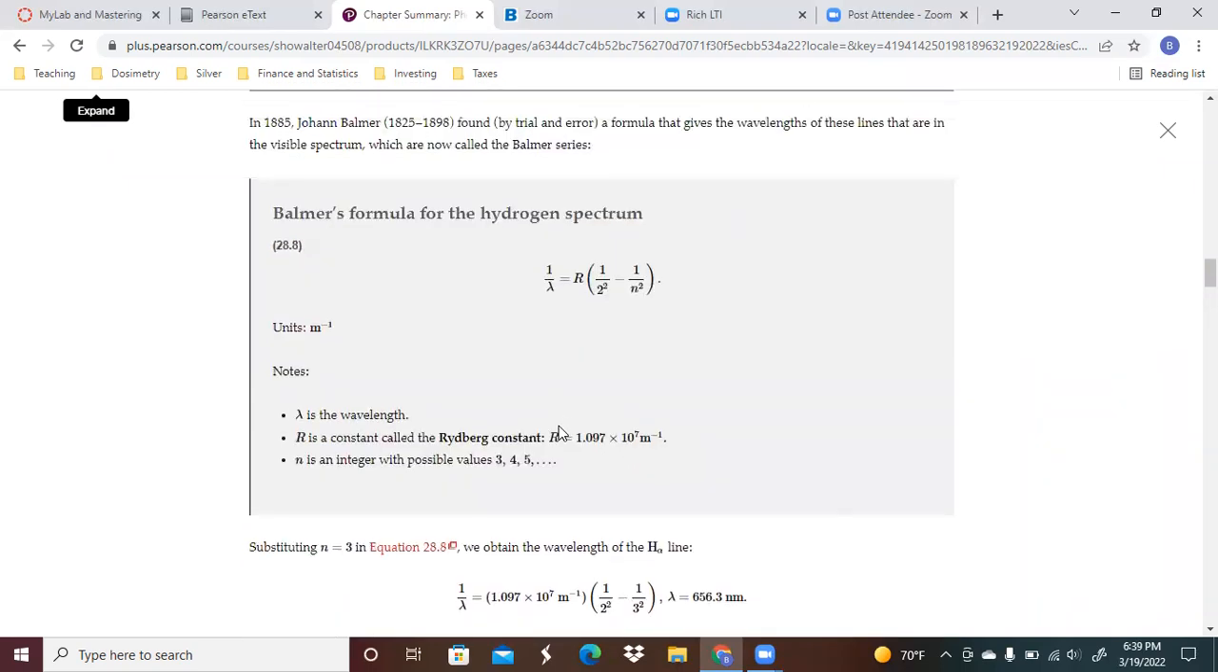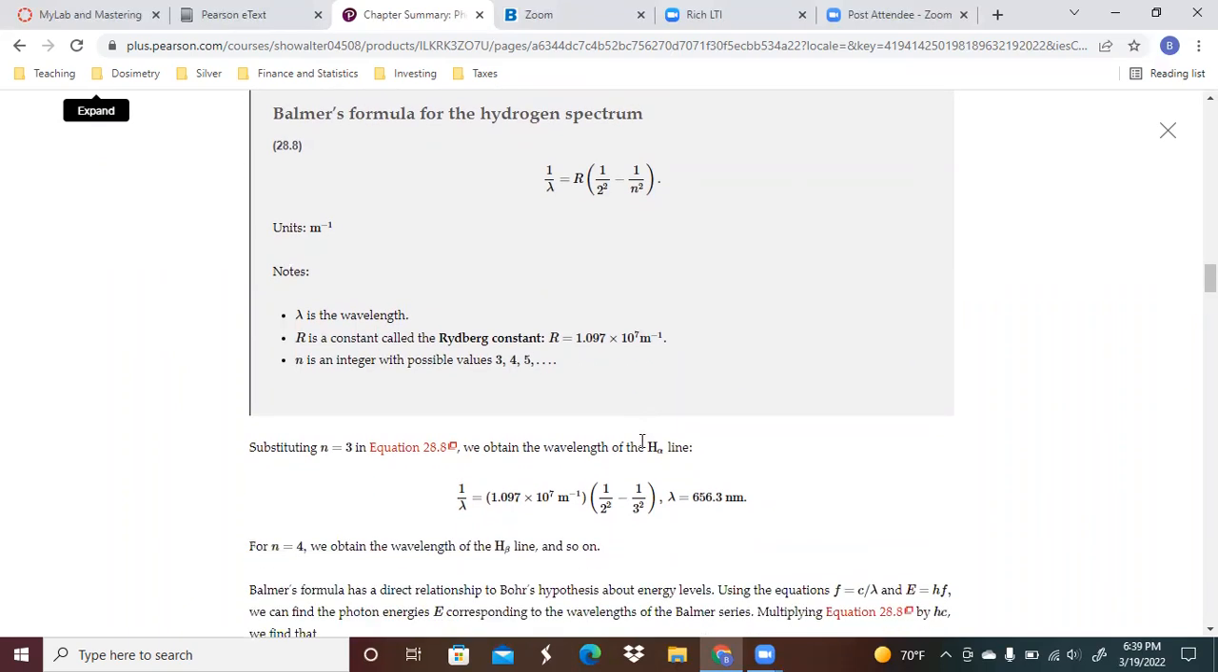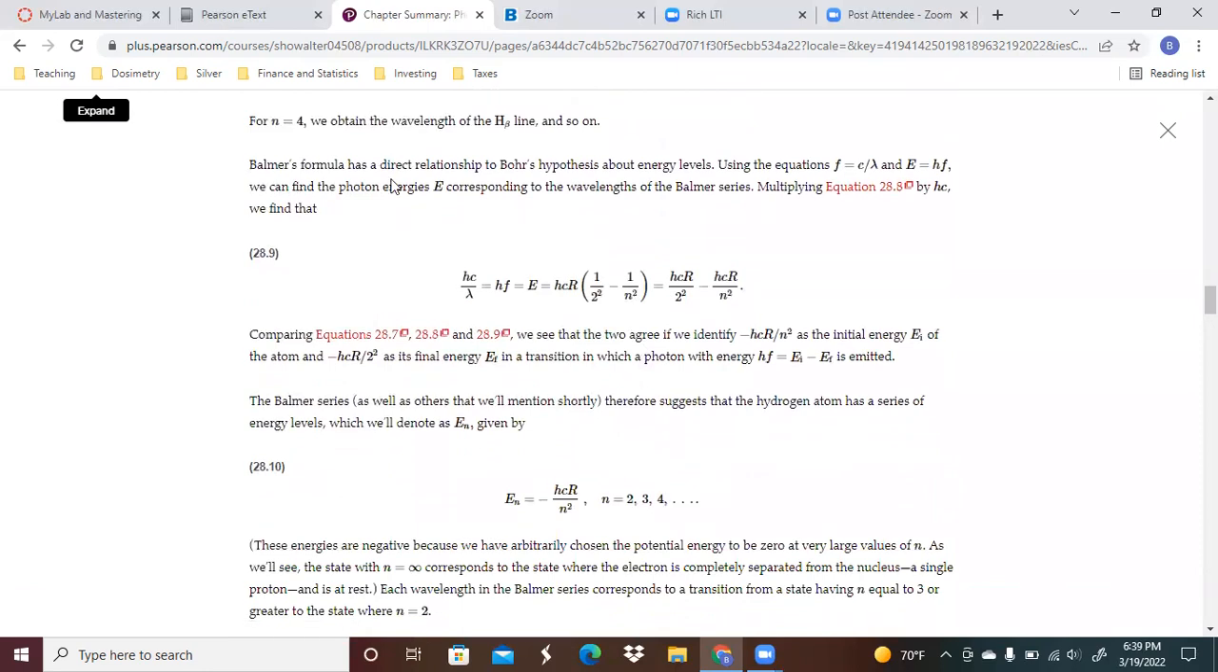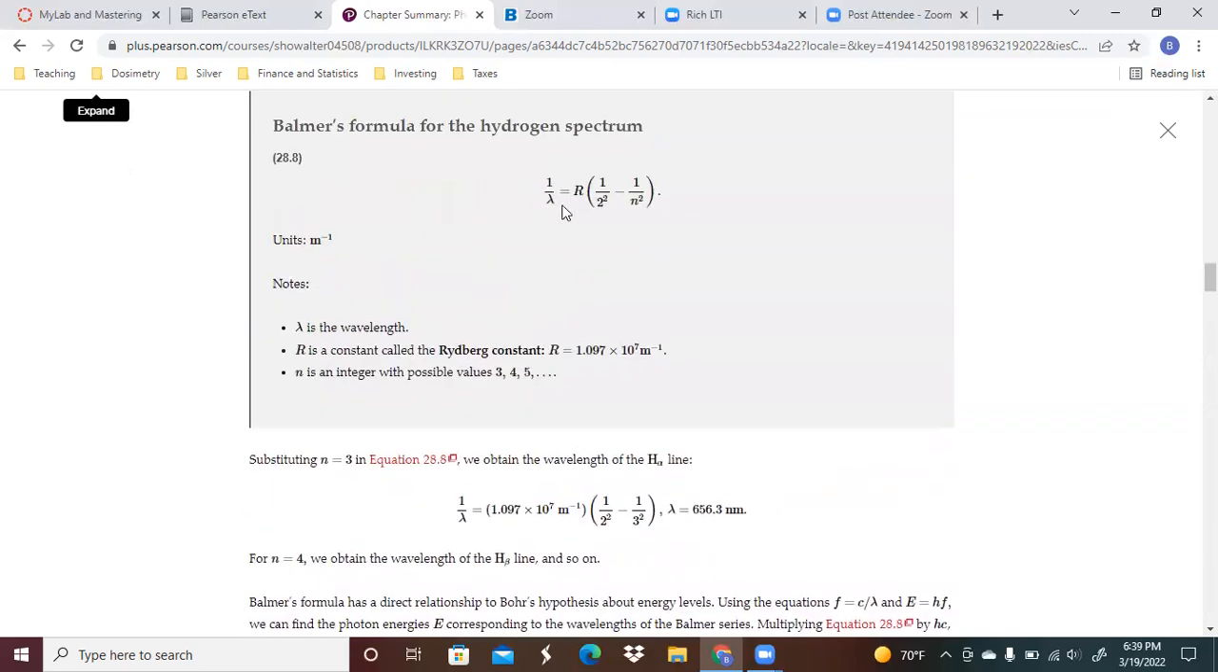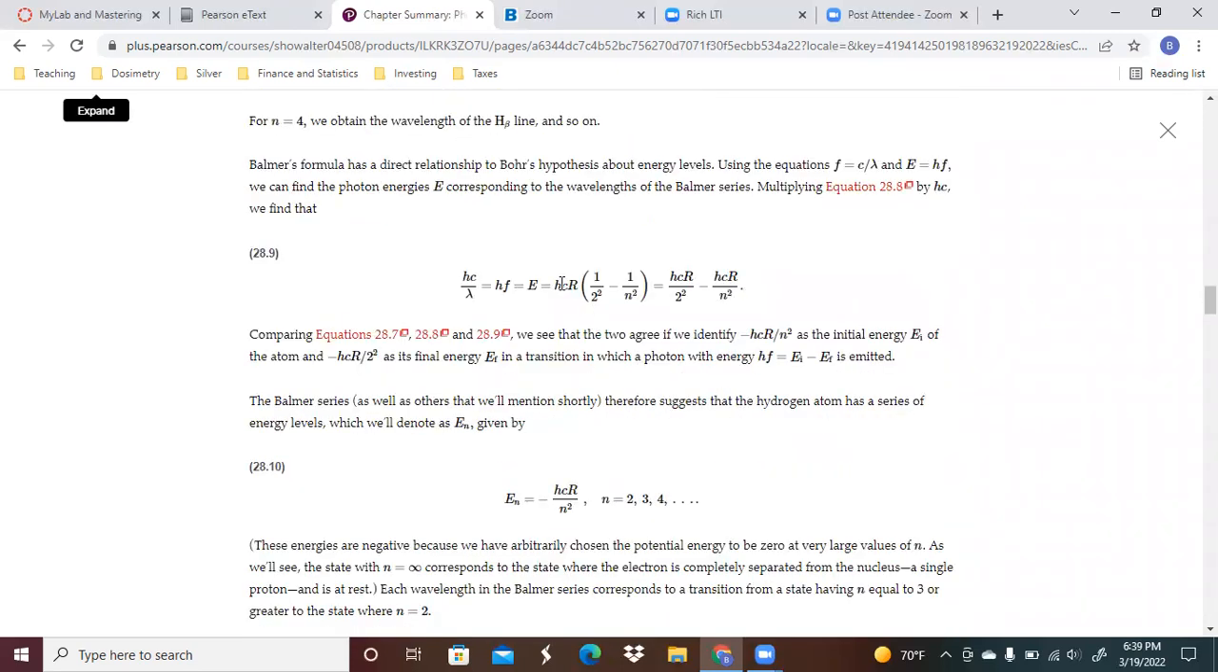The R here is going to be referred to as the Rydberg constant. Balmer's formula has a direct relationship to Bohr's hypothesis about energy levels, and if you use these equations, you can find the photon energies corresponding to the wavelengths of the Balmer series. If you multiply that by hc, then basically you can go from determining a wavelength here to determining energy.